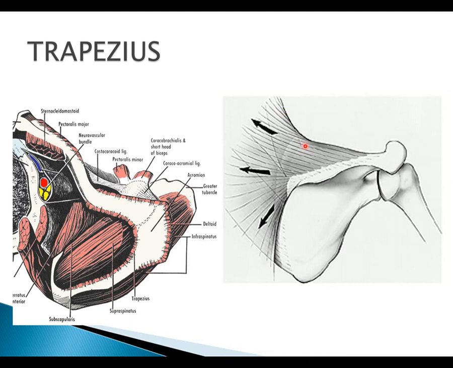And here's a closer look at what it looks like in terms of the line of pull. Here your upper fibers are pulling up, your middle fibers are pulling straight into retraction, your lower fibers are pulling downward.